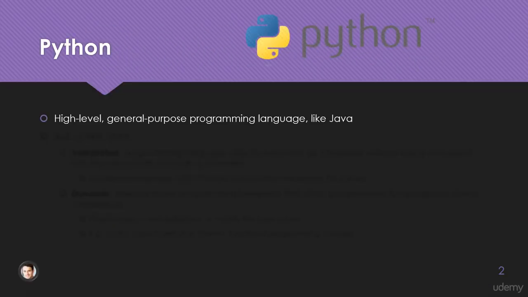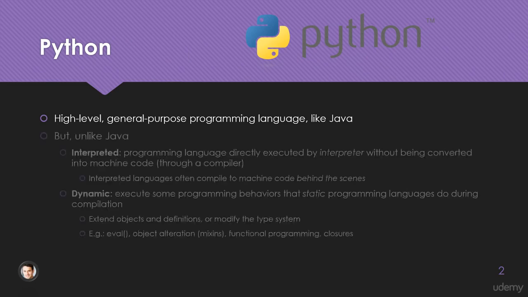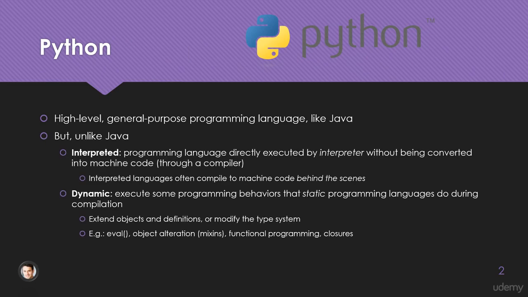So what is Python? It's a high-level general purpose programming language, kind of like Java, but not quite. It's unlike Java in the sense that it's interpreted, in the sense that the programming language is run on an interpreter. It doesn't need to be compiled into machine code, though oftentimes these days interpreted languages are compiled into machine code behind the scenes for efficiency.